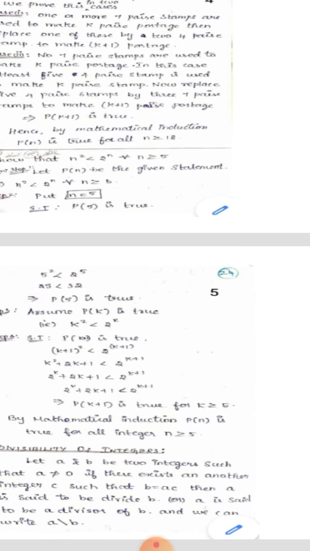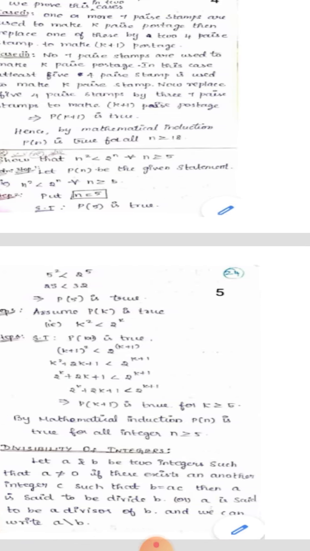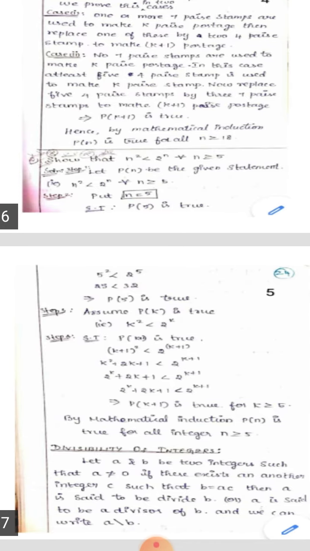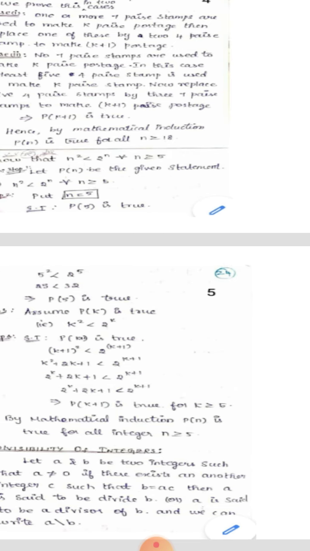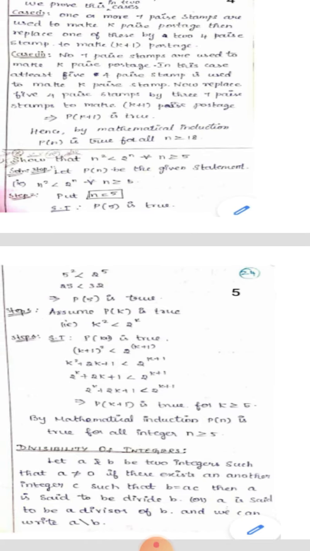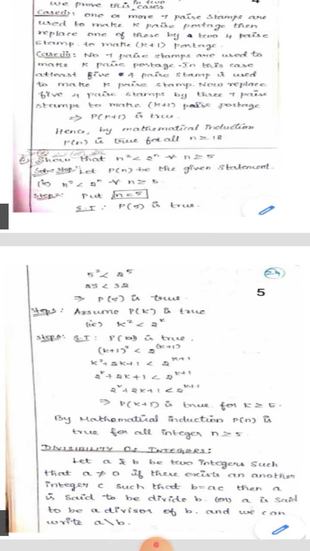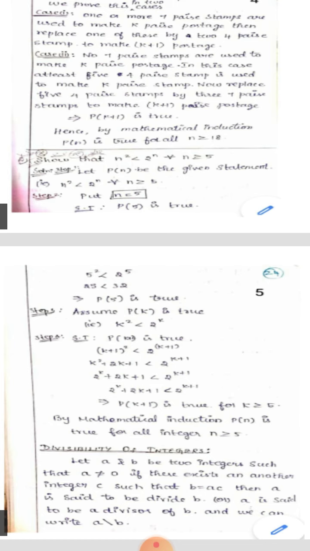Next one, divisibility of integers. Let a and b be two integers such that a is not equal to 0. If there exists another integer c such that b is equal to ac, then a is said to divide b. B equals ac means a is said to divide b, or a is said to be a divisor of b. We can write a divides b. This is the divisibility of integers.